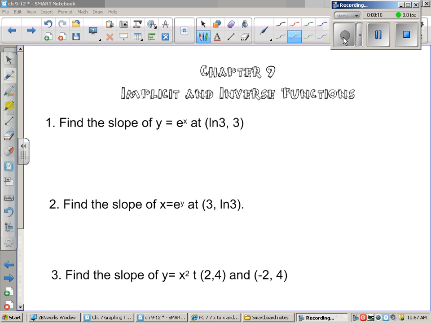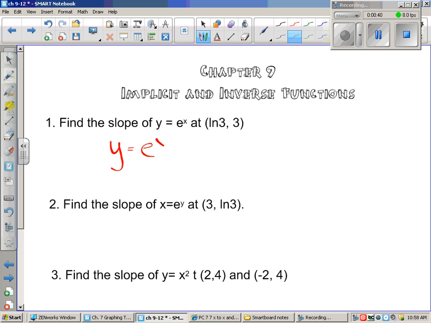We want to find the slope of y equals e to the x at the point natural log 3, 3. So how are you going to go about doing that? What does it mean to find the slope? Derivative. It means derivative. Good. So we're going to start by finding its derivative. Right now, why don't you all go ahead and find the derivative of y equals e to the x.